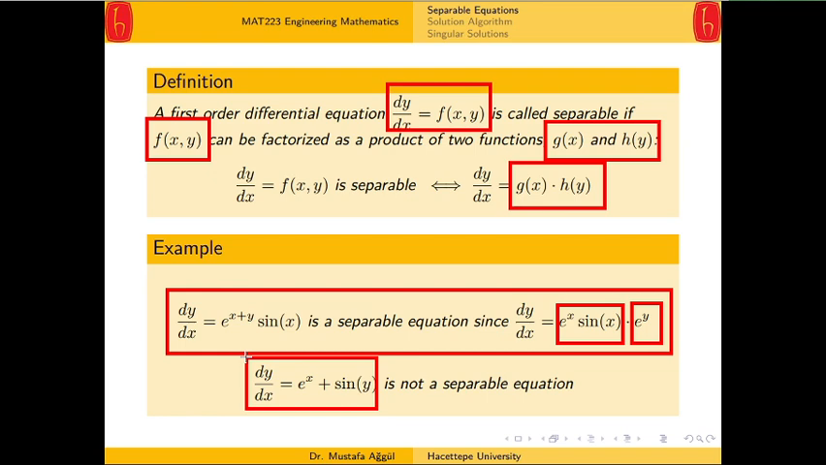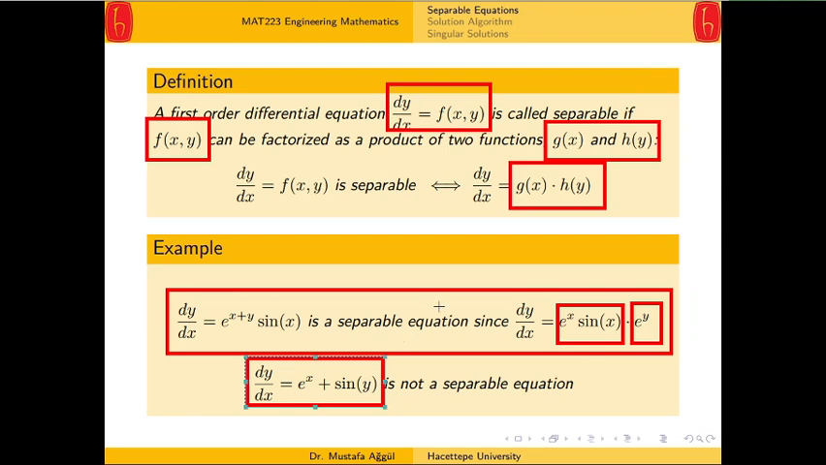On the other hand, we cannot separate this equation, because if you consider e^x + sin x, no matter what you do, you cannot put this in the form g(x) times h(y). You can try and you'll see each time that you will always have terms with x and y all the time, for any product like that.